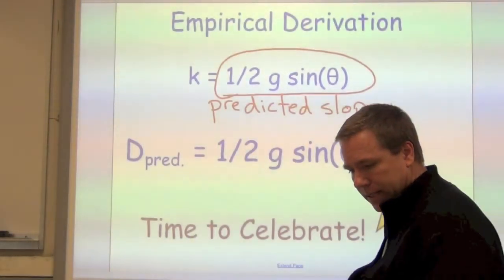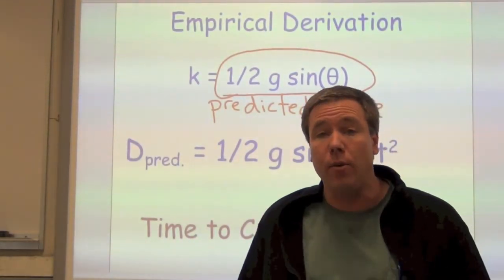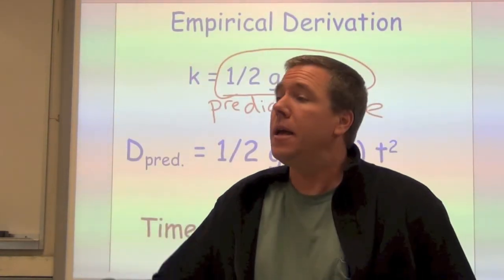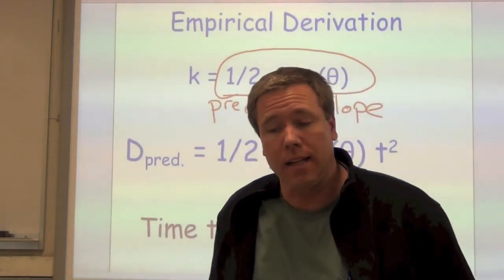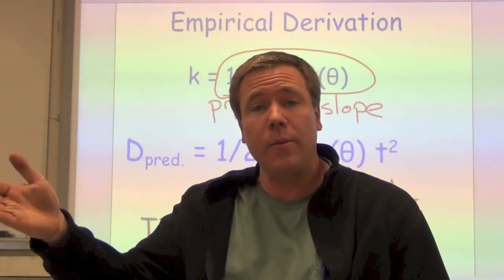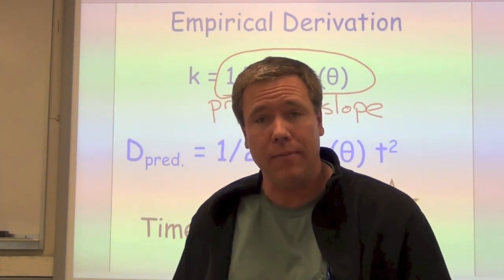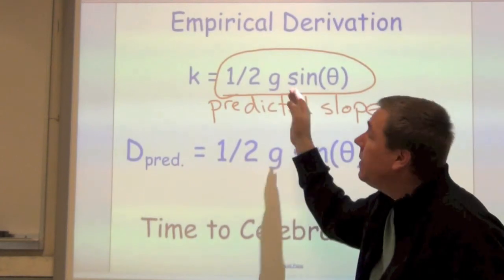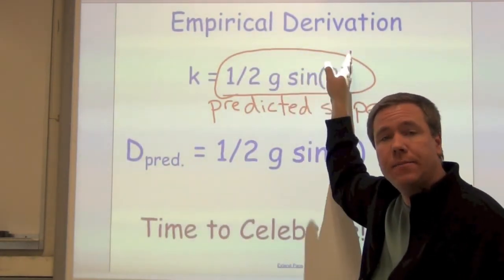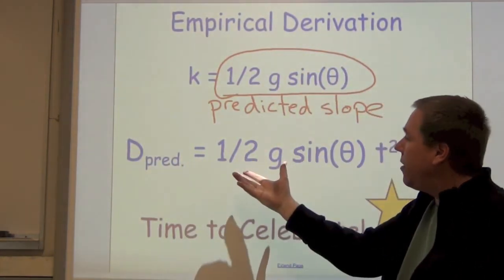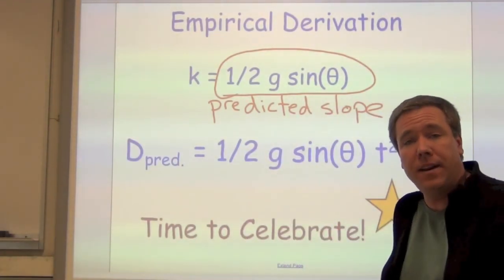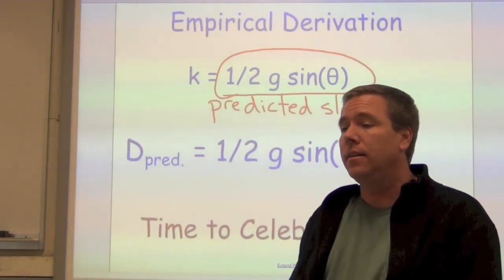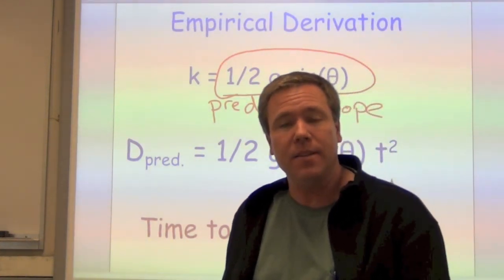So we've successfully empirically derived a formula that we can publish to the world and say, set up an incline, measure your h and L for the incline, and you can predict how far away things will be in a given amount of time. We found the constant of proportionality, or the predicted slope, to be 1/2 g times h over L. And our equation for prediction, the predicted displacement, is simply that slope, 1/2 g h over L, or 1/2 g sine theta times t squared.